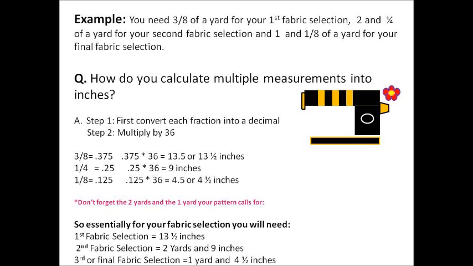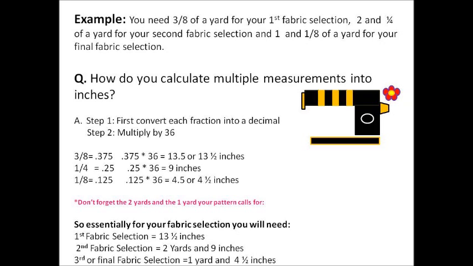So with our next example, let's say that your fabric pattern calls for multiple sewing measurements. So let's say you need 3/8 of a yard for your first fabric selection, 2 1/4 of a yard for your second fabric selection, and 1 1/8 of a yard for your final fabric selection. So how do you calculate multiple measurements into inches? Essentially, you're going to convert each fraction into a decimal, and then multiply it by 36. So let's go ahead and go through our sewing measurements.